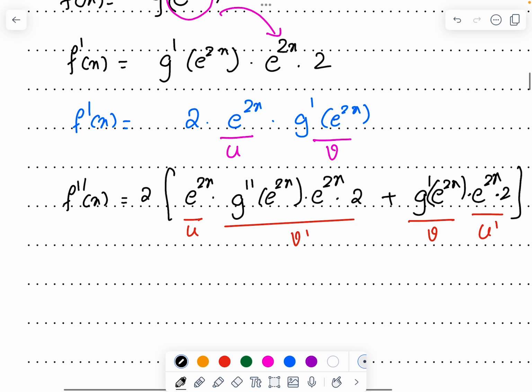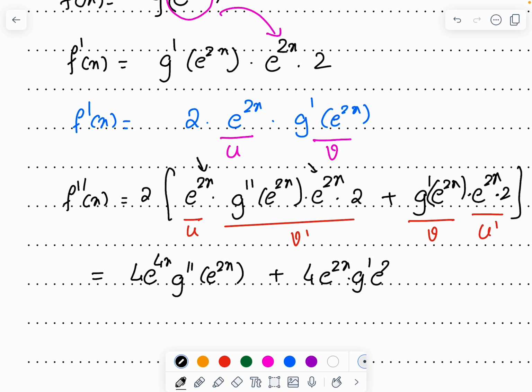Now you want to expand it out and simplify that. It becomes 4 e power 4x. Why? Because this is e power 2x and e power 2x will become e power 4x. So 4 e power 4x g double prime of e power 2x plus 4 e power 2x g prime of e power 2x. That's going to be the answer.